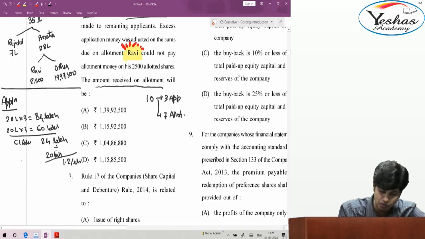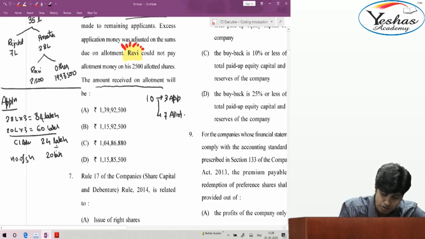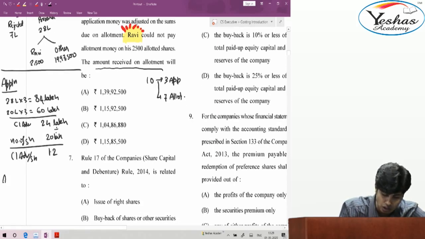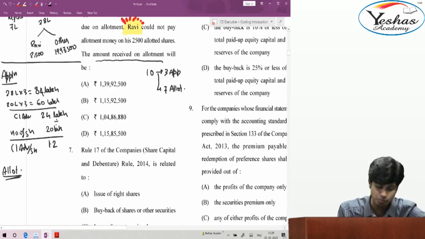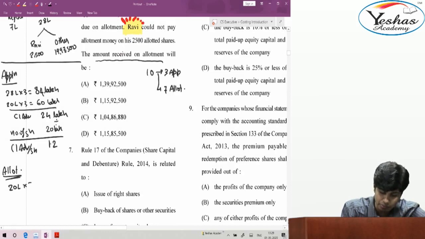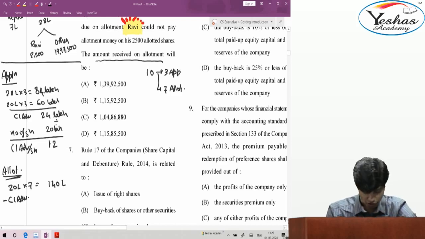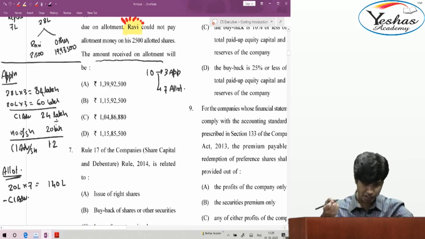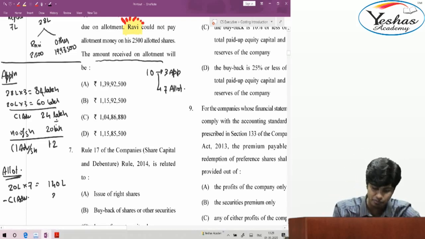I'll write this a little below so that you will not get confused. Number of shares, calls in advance per share is 1.2. Now let us go to allotment stage. At allotment stage, what is happening? How much is the money supposed to be collected? 20 lakh multiplied by 7, that is 140 lakh. Among this there is calls in advance. How much is the calls in advance? 24 lakh only. Entire amount will be adjusted upfront.